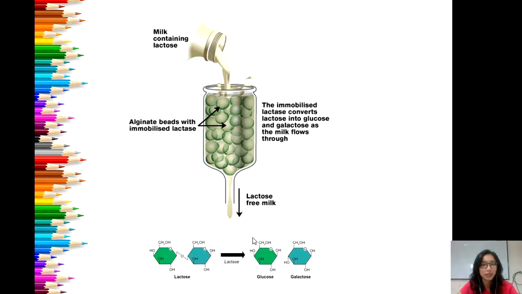So this is how they produce the milk. The immobilized enzyme inside the alginate beads is put into the funnel like this, and the milk that still contains lactose is poured from the top. When the milk has contact with the alginate beads, the lactose in the milk will be hydrolyzed into glucose and galactose. So at the end, we will have the pure product, the lactose-free milk, because the lactose has been hydrolyzed by the lactase. Over here, we have only the milk without the enzyme, because the enzyme still remains inside the alginate beads.